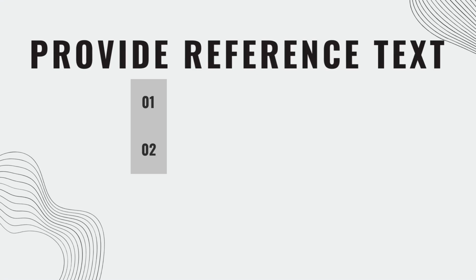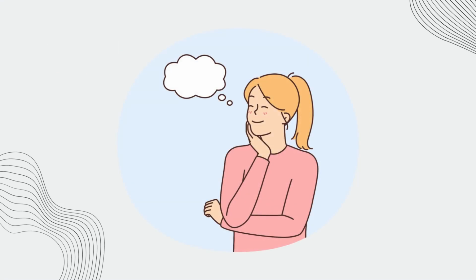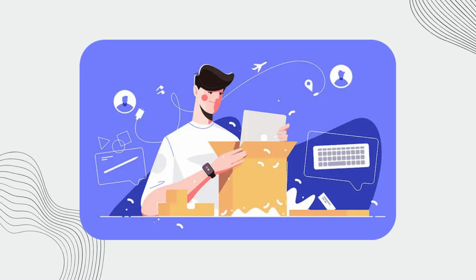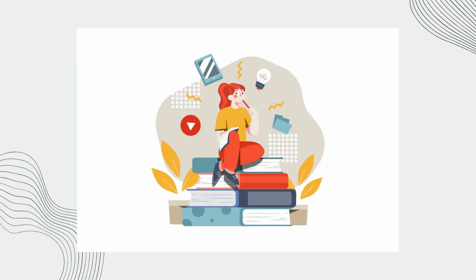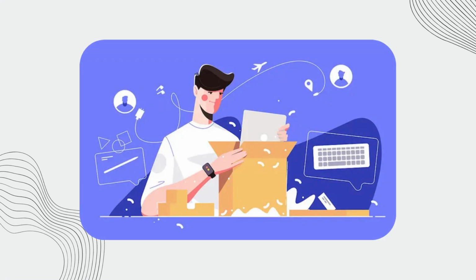So the next strategy is provide reference text. Imagine you have a really smart friend who sometimes makes up information. To make sure their answers are more accurate, you decide to give them some notes or a book to use as a reference when answering questions. This way they can look up information and provide more reliable answers.